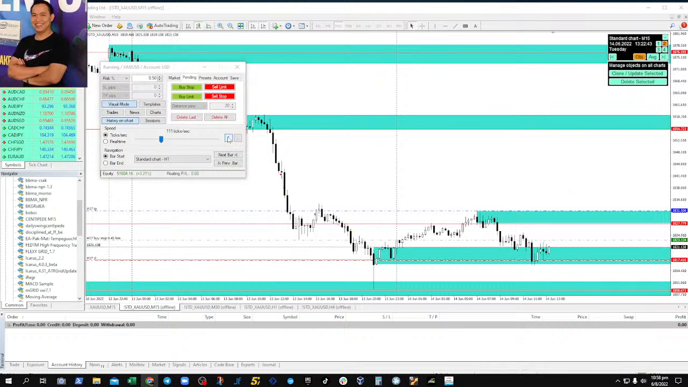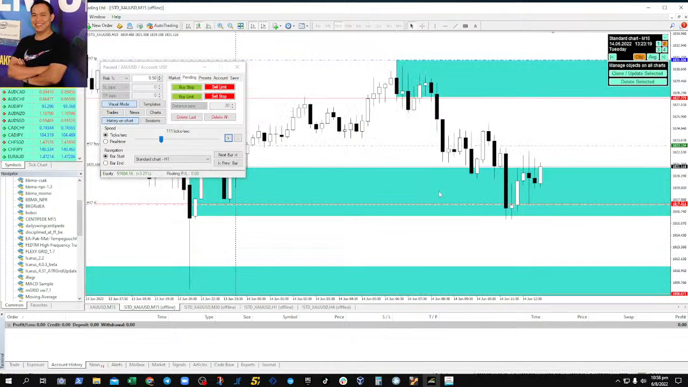Okay, I'm gonna evaluate this situation again. If I put my stop here, then I will have a reasonable 40 pip stop instead of a monstrous 60 pip stop over there. So that's what I'm gonna do now.